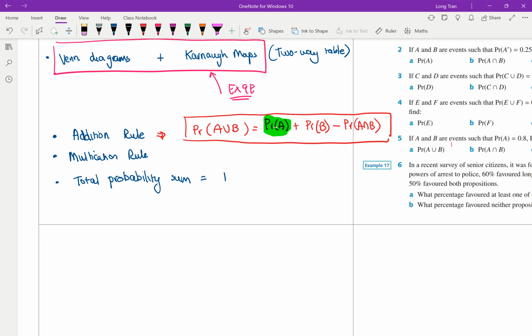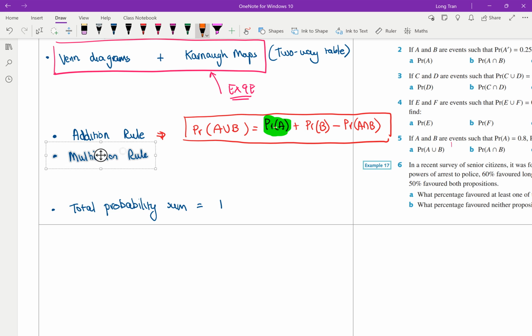Next one, multiplication rule. What is the multiplication rule? Does anyone know? P(A given B) times P(B) is equal to P(A and B). Very good. Now, this multiplication rule comes from your tree diagram, which you would have done intuitively when you learned tree diagrams.